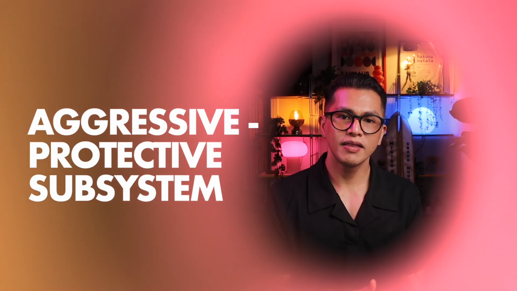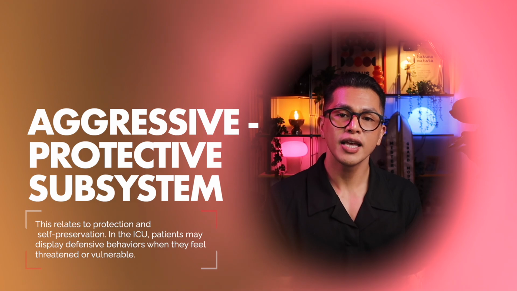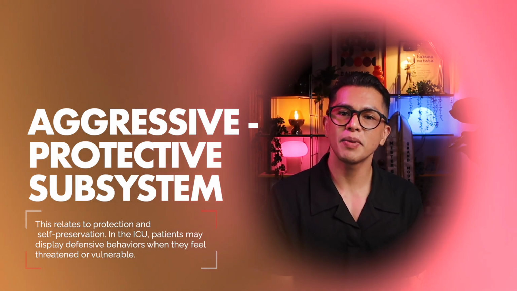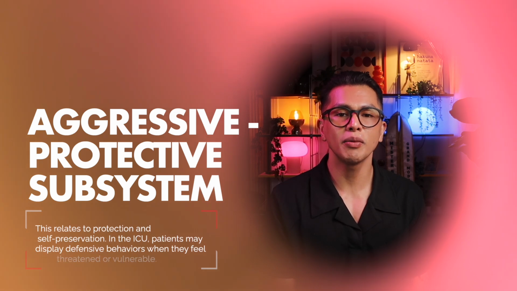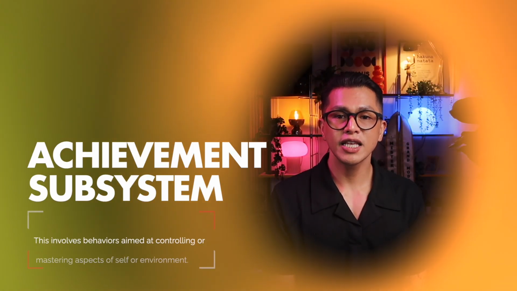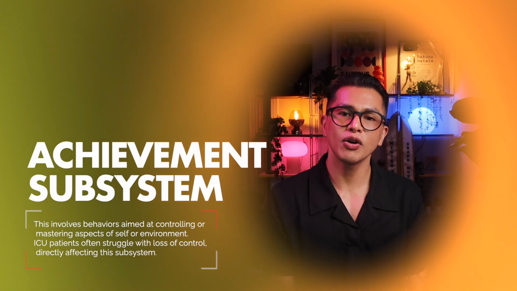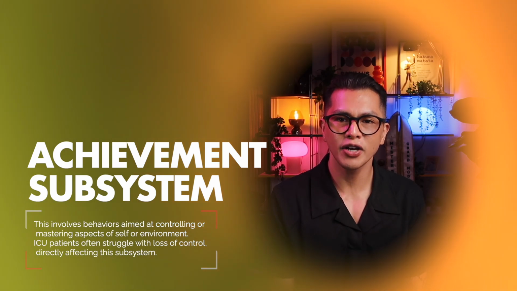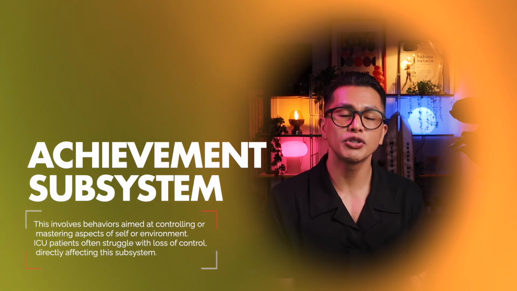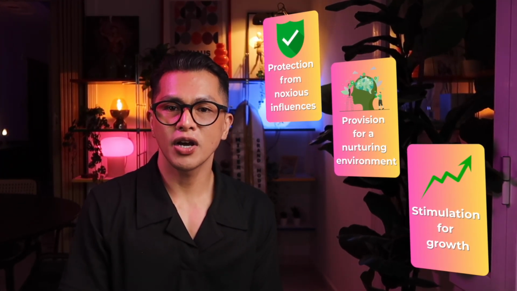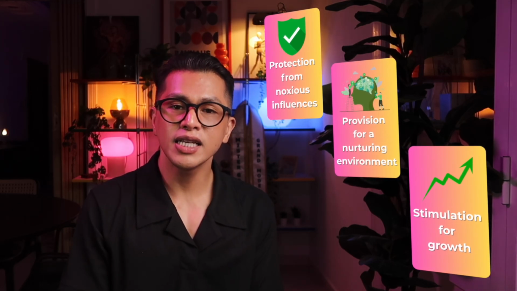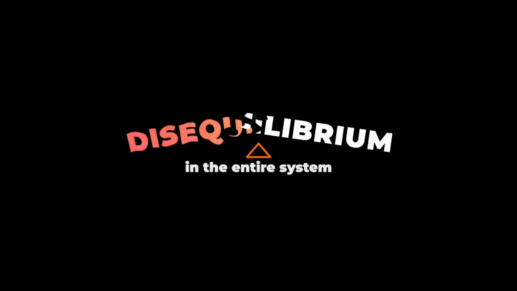Aggressive protective subsystem. This relates to protection and self-preservation. In the ICU, patients may display defensive behaviors when they feel threatened or vulnerable. Achievement subsystem. This involves behaviors aimed at controlling or mastering aspects of self or environment. ICU patients often struggle with loss of control, directly affecting this subsystem. Each subsystem has three functional requirements: protection from noxious influences, provision for a nurturing environment, and stimulation for growth. When these requirements aren't met, the subsystem becomes imbalanced, leading to disequilibrium in the entire behavioral system.